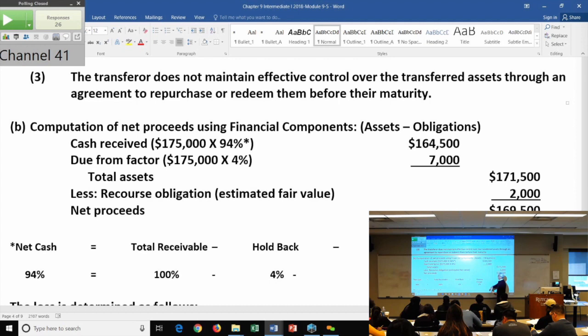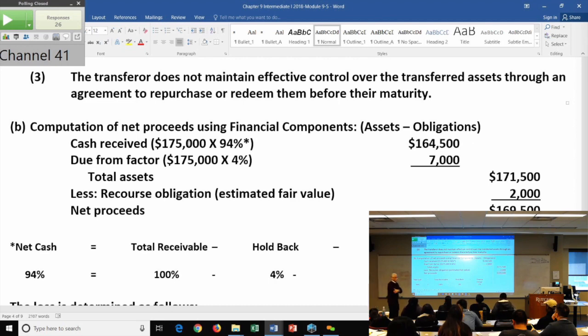So that's 164.5. However, there's a very important point. That holdback or that compensating balance is an asset. It's a receivable. It's due from the factor. So this amount is a receivable. Now, again, although it is not technically a compensating balance, it operates like a compensating balance. If you remember, compensating balances are still part of current assets or long-term assets. They're still assets.